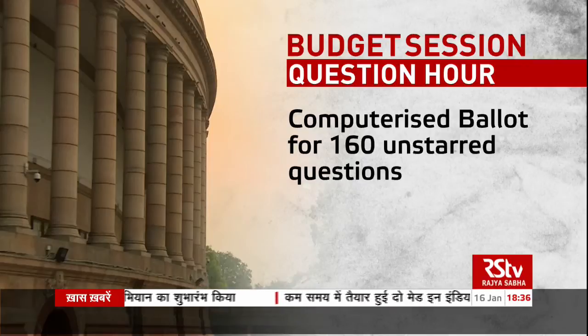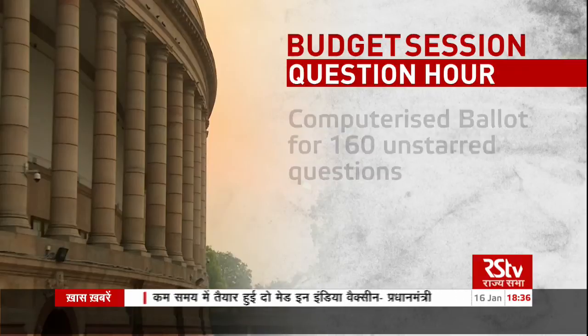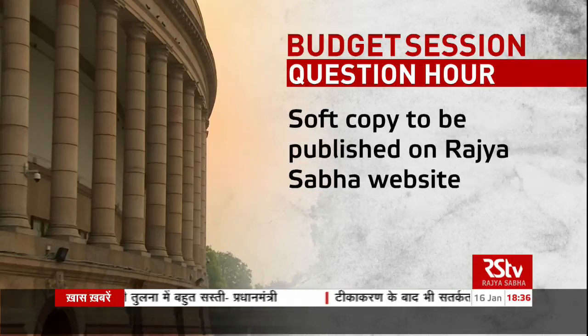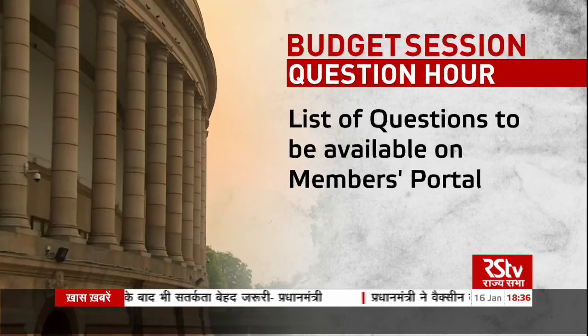In order to encourage the digital platform and also to minimize use of paper, from the 252nd session onwards, printed lists of questions to members has been discontinued. The soft copy of question lists will be published on the Rajya Sabha website. The list of starred and unstarred questions will also be available after publishing the list on the website in the members' portal.